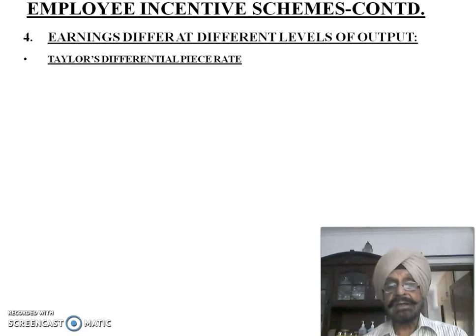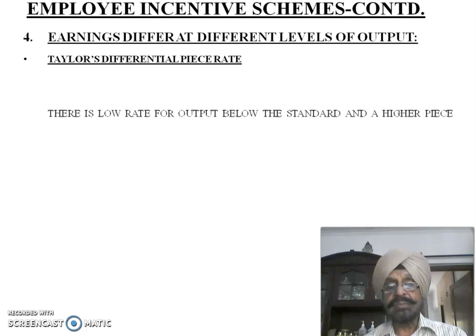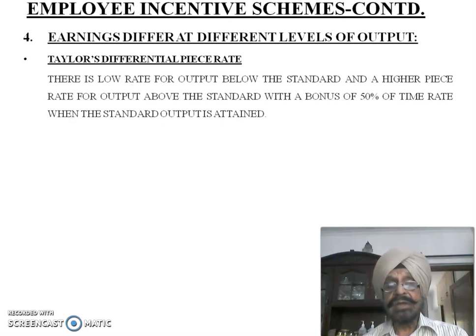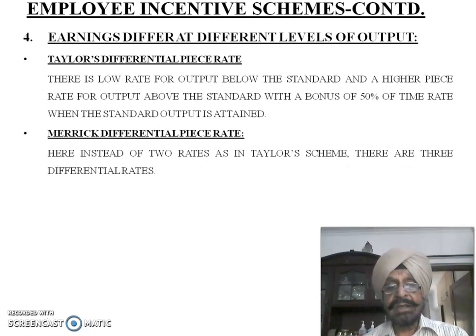In that, earnings differ at differential rates of output. In Taylor's differential piece plan, there is a low rate for output below the standard and a higher piece rate for output above the standard, with a bonus of 50% of the time rate saved. So here also it is more than that. That is, we have fixed the time. If the output is more, you will get a bonus of 50% more than that. Then the second was the Merrick plan. Here, instead of 2 rates as in the Taylor system, there are 3 differential rates.